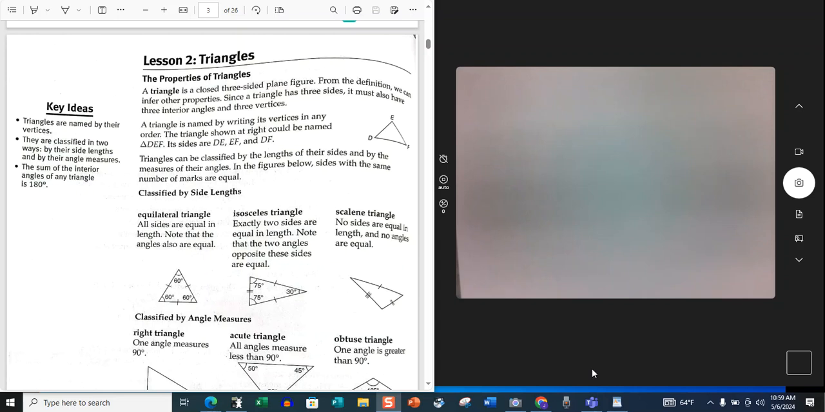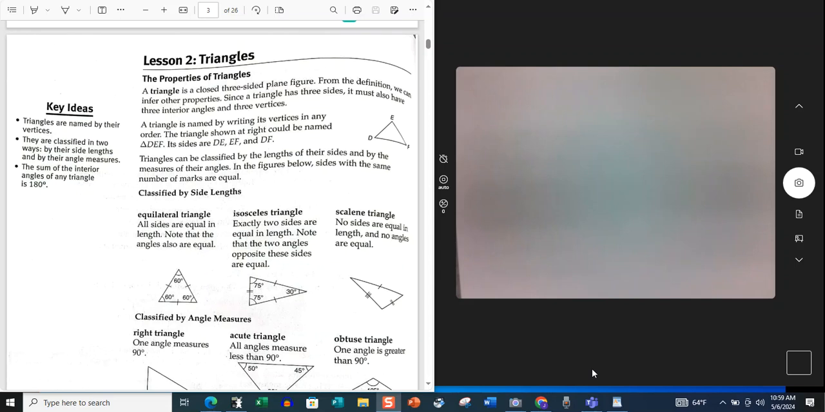Okay, now, one thing that I didn't say is this is page 390 that we're actually working on here. A triangle is named by writing its vertices in any order. The triangle shown at the right could be named triangle DEF. Its sides are DE, EF, and DF.